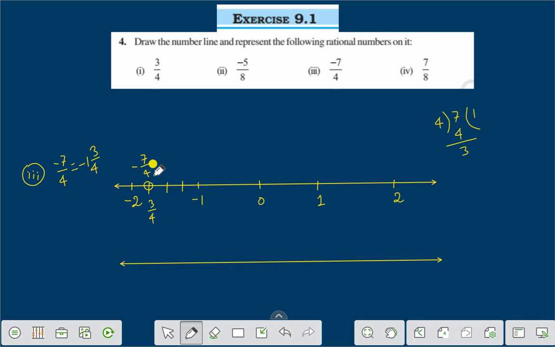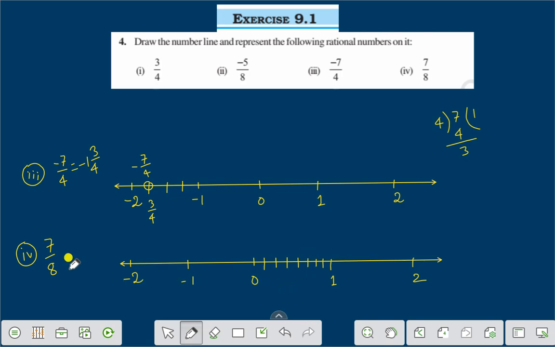Question number 4 is 7 by 8. Here also we are finding, this is 0, this is 1, and this is 2. This is -1 and this is -2. Here in this case also we have to divide 0 and 1 into 8 equal parts. How many? 8 equal parts. 1, 2, 3, 4, 5, 6, 7 and 8.